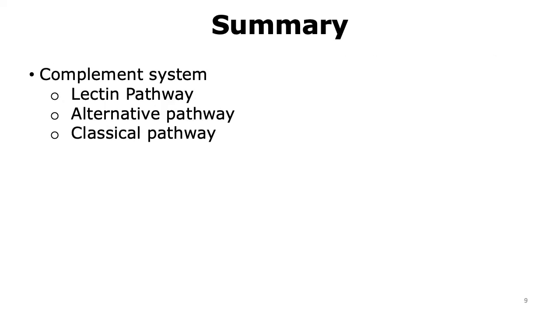With this, we come to the end of an introduction to the complement system, where we learned that there are different complement proteins, and there are three different types of complement pathways, which are the lectin pathway, the alternative pathway, and the classical pathway.